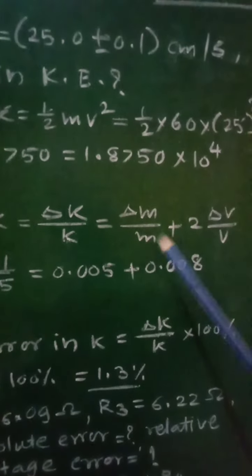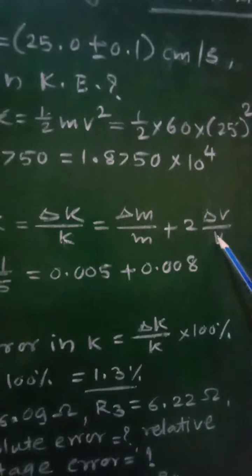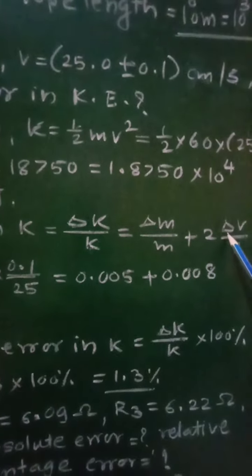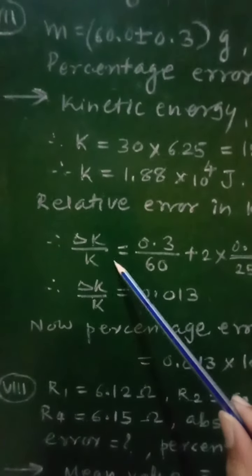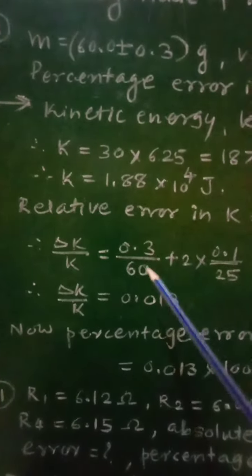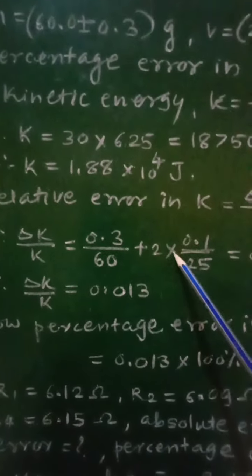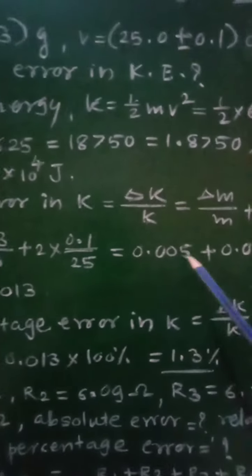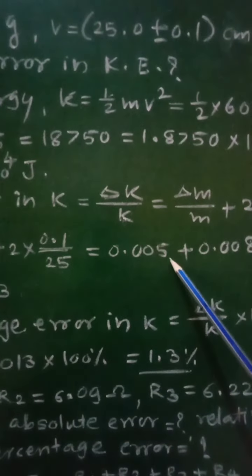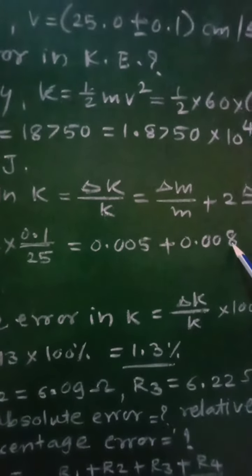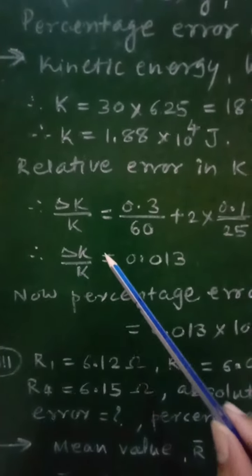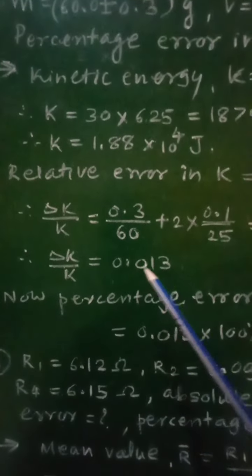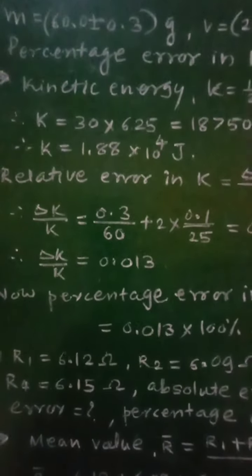Delta m upon m plus 2 times delta v upon v, as it is mv square, so that relative error will be found this way. Therefore delta K upon K will be equal to 0.3 upon 60 plus 2 into 0.1 upon 25. Simplifying this, we will get 0.005 plus 0.008. Adding this, we will get delta K upon K equal to 0.013. This will be the relative error.